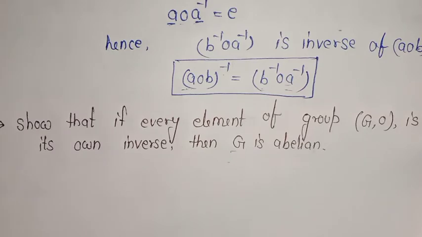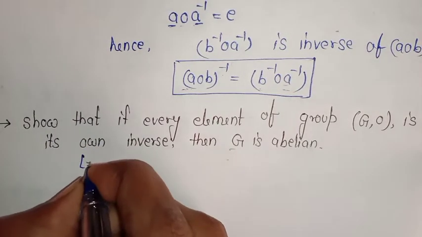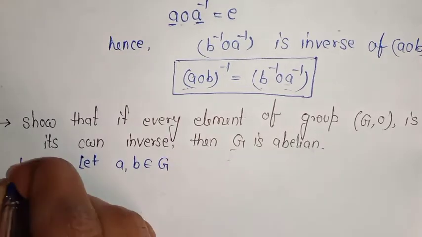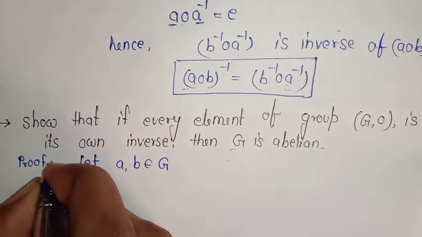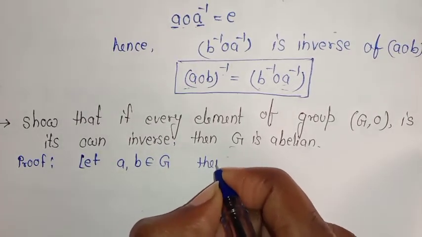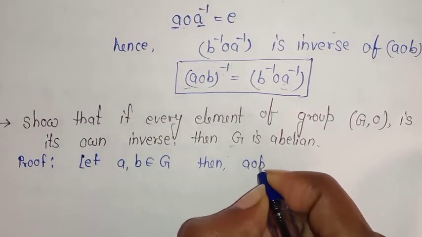So now suppose let a, b belong to G. Here we are starting the proof, so you can write it here, proof. Let a, b belong to G, then by the closure property, what can we write? a ∘ b belongs to G.